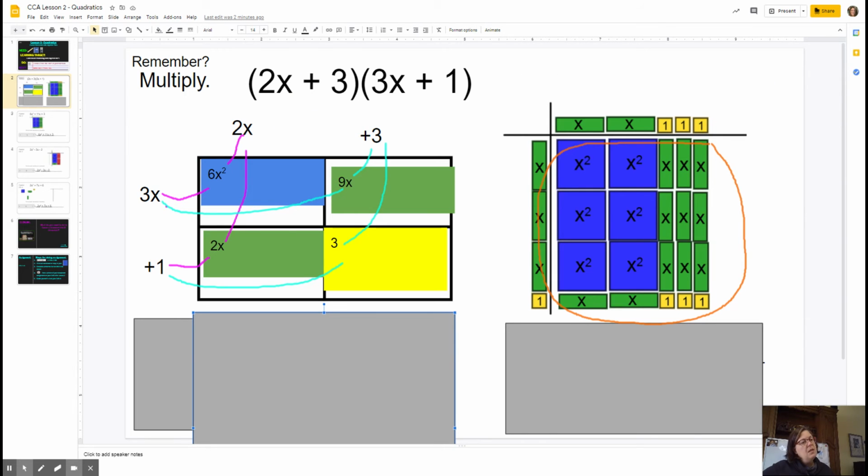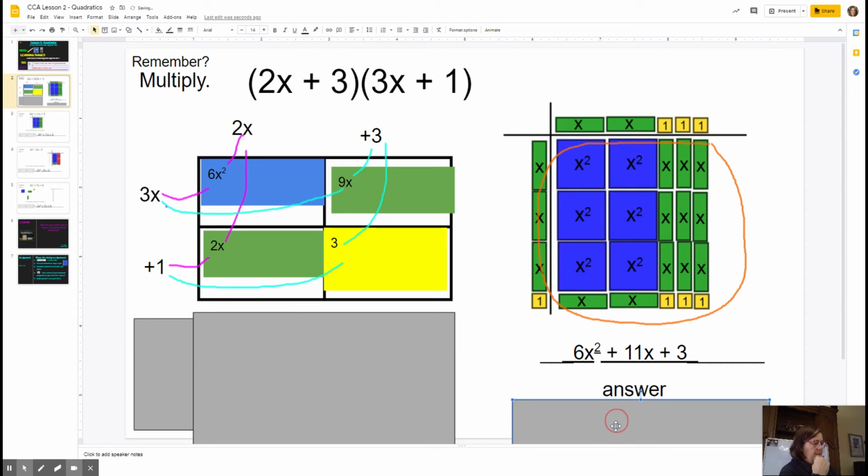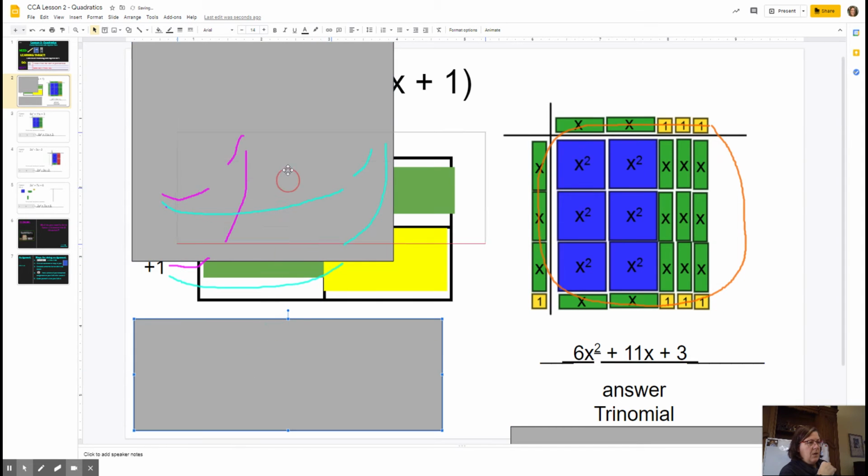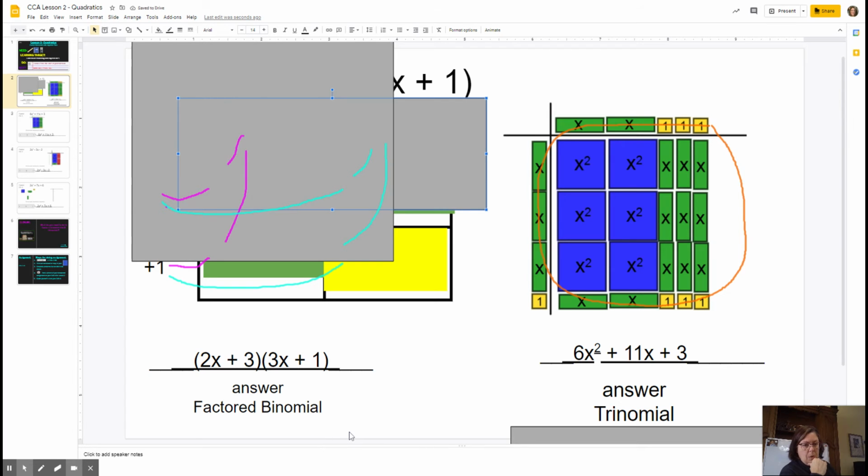While you're getting that picture sketched, this form where it's all in parentheses like this, we call this factored form. And then when we talk about all the stuff on the inside, we call that expanded form. And remember, we talked about simplifying it to look for like terms. And so we know that 9x and 2x, when we put them together, make 11x. So this is our trinomial. This is our answer in expanded form: 6x squared plus, there's 11 green x's, so 11x plus 3. This again is expanded form. And we know that this is the factored form.